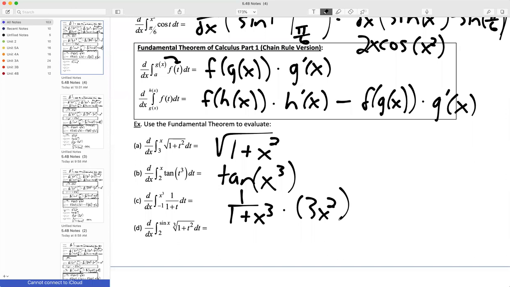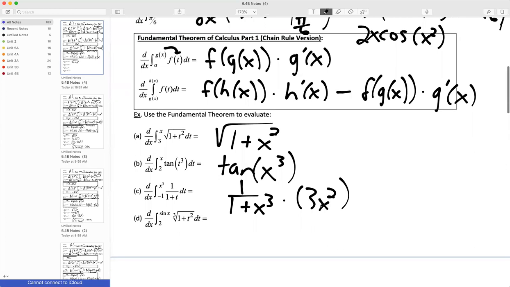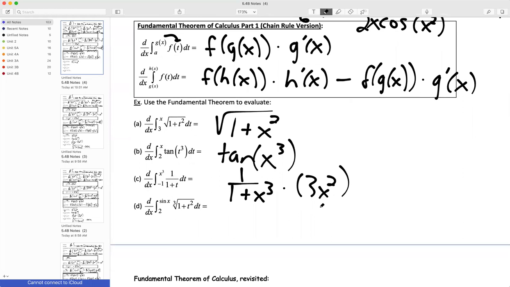Hold up. I plugged in the x cubed for the variable part. It's the next one. Okay, chain rule. What's the derivative of x cubed? So I'm going to plug in sine of x. Just do the chain rule again. Okay, so I plug in sine of x. And then I multiply by the derivative of sine of x, which is cosine x.